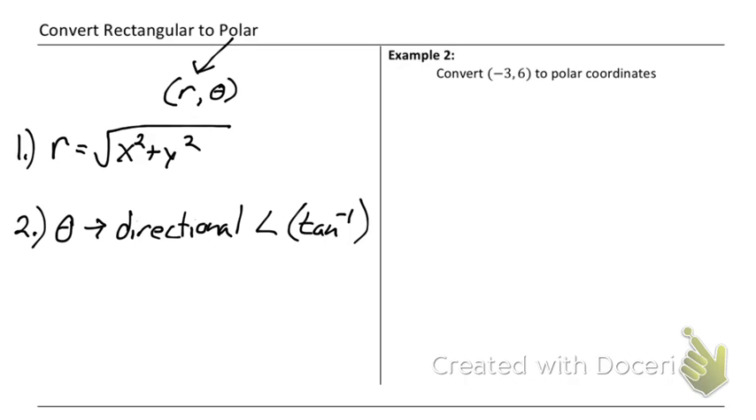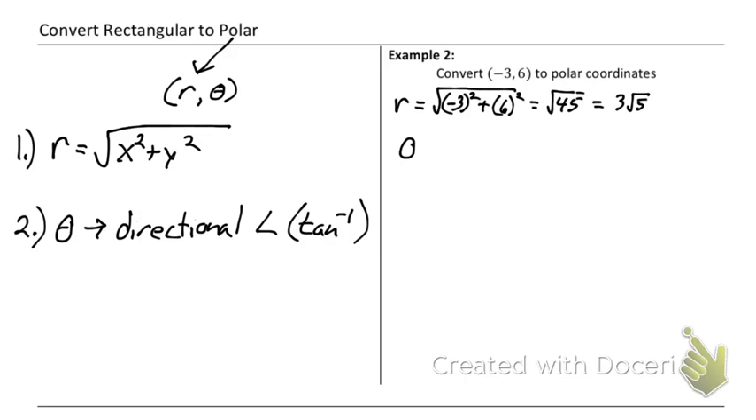So let's go ahead and convert this one. I have negative 3 comma 6. To find my r value, I'm just going to say r equals the square root of negative 3 squared plus 6 squared. 3 squared is 9, 6 squared is 36, so this is the square root of 45. What perfect square goes into 45, though? 9 and 5. Thank you, Teresa, for raising your hand. 9 goes into it, so we can break it apart into 9 times 5, which comes out to 3 square root of 5. So that's my r value.